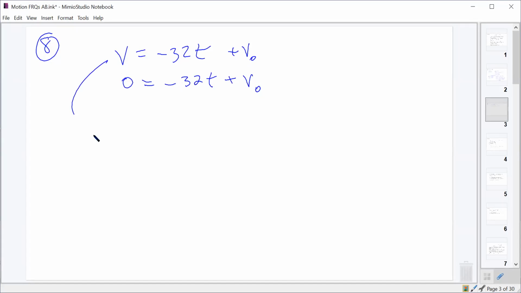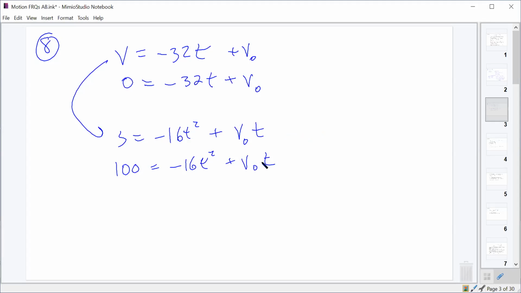And we can integrate this to get s equals negative 16t squared plus v naught t plus some other constant. Well, that other constant is the height at which we might throw this thing from. And the height that we're going to throw this from will be 0, right? So we don't need to put that constant there. So we just have s equals negative 16t squared plus v naught t. And we want the height to be 100. So we've now got 100 equals negative 16t squared plus v naught t.